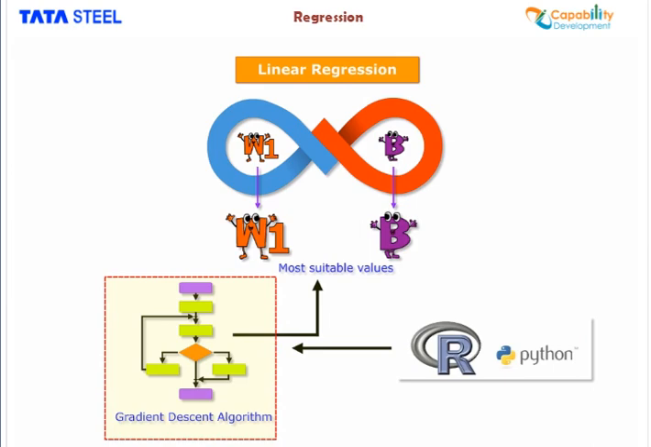Gradient descent is an algorithm through which you can get the most suitable values of W1 and b by considering that the best W1 and b will produce the least error. The basic idea of gradient descent is that you update W1 and b as a function of error. Gradient descent can be equated as delta W is equal to 1 by n summation i equal to 1 to n of minus (yi plus y dash) xi multiplied by xi.